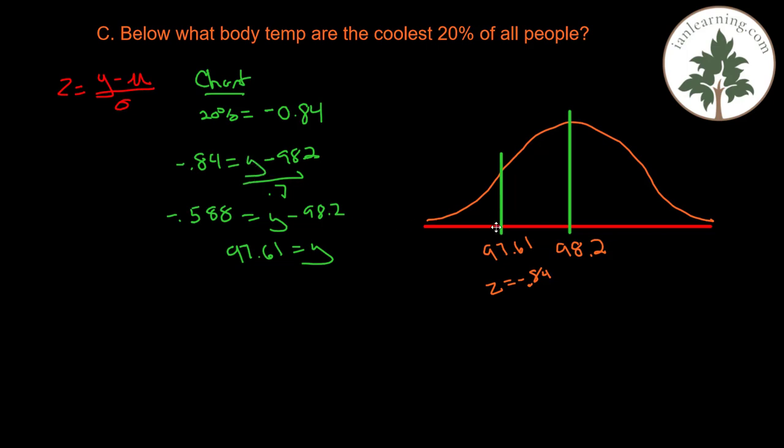So below what body temps are the coolest 20% of all people? Well, that would be what occupies this space here. So below 97.61 degrees Fahrenheit would be this part of the curve.